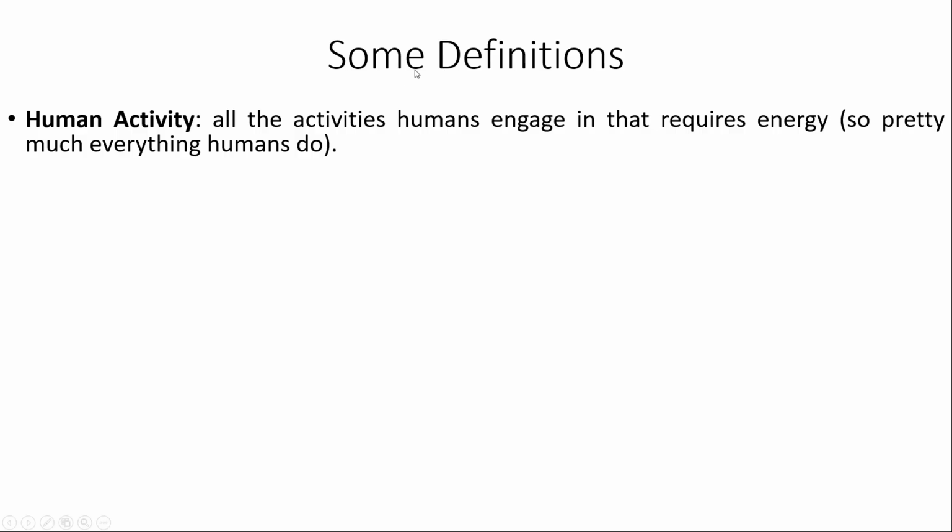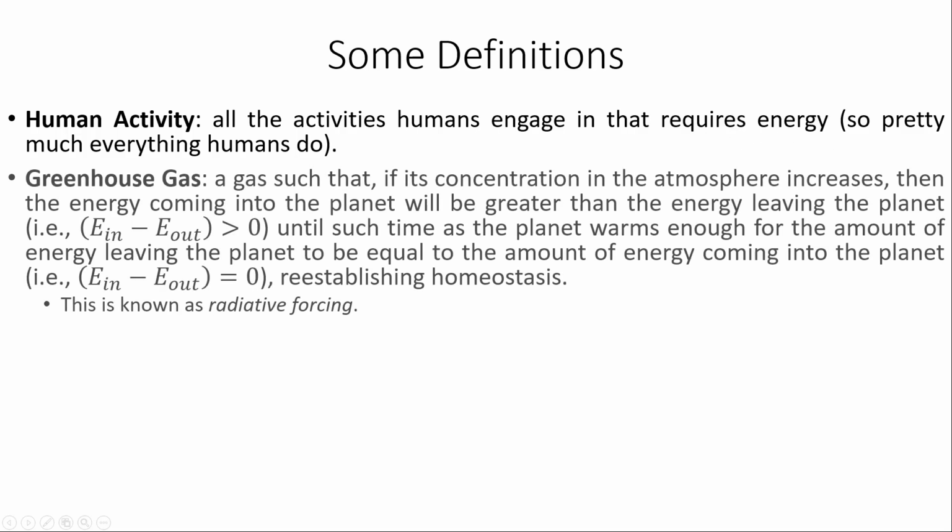So the first definition that we'll need for this is what's called the human activity. So this is just all the activities humans engage in that require energy. So pretty much everything that humans do. Then we have what's called the greenhouse gas. The definition of this is just a gas such that if its concentration in the atmosphere increases, then the energy coming into the planet will be greater than the energy leaving the planet.